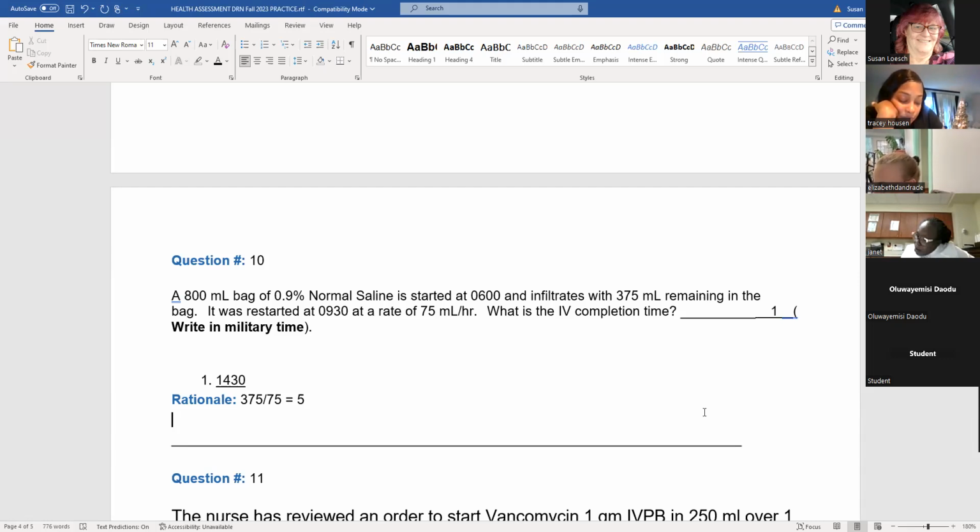And then you add the hours onto the new start time. Because if it started at 5:30, then you have to add 5 hours to that, right? So your actual formula is remaining volume over rate per hour to calculate the total number of hours for completion, and then add the total number of hours to the new start time.